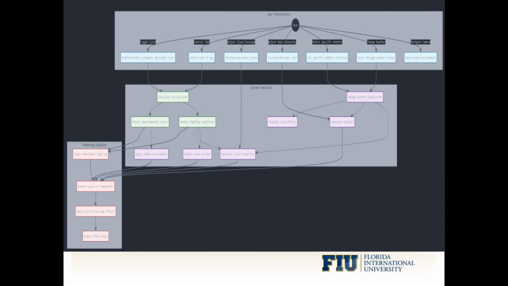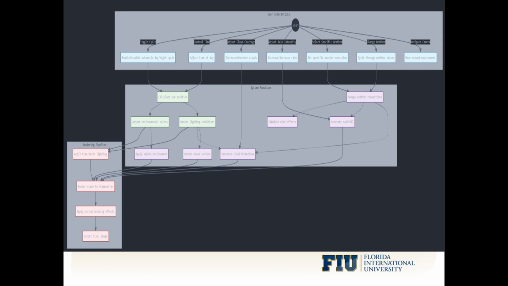Supports both manual and automatic time progression. Moving forward to the rendering pipeline, we have the scene rendering, which displays ocean with tessellation and displacement, renders the skybox, clouds, and rain with proper lighting, applies time-based lighting to all elements. Then the post-processing, which adds effects like bloom and color grading. It adjusts exposure and atmosphere based on time and weather.